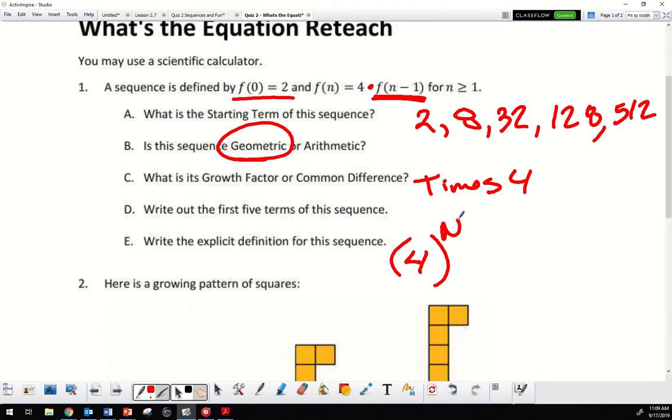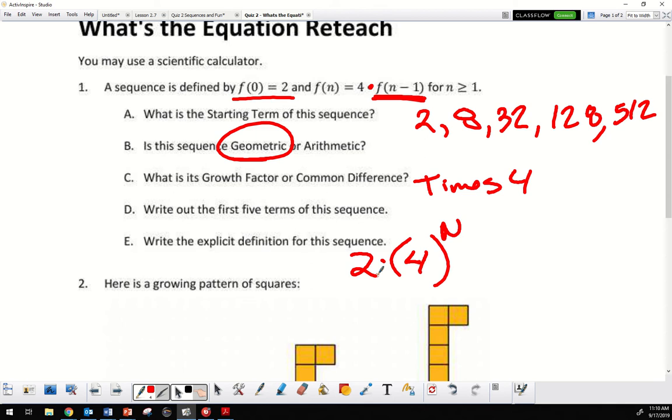But what am I missing? I have to start off with my number, right? What's my number going to be? What's my starting number? 2. It's going to be times 2. So it's 2 times 4 to the n.